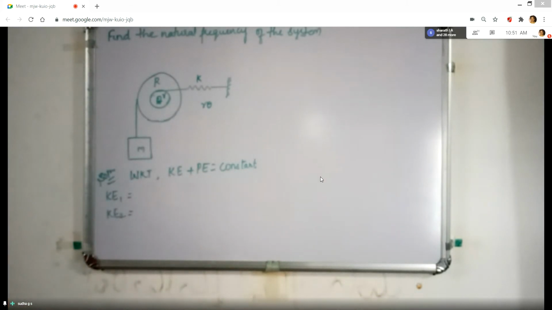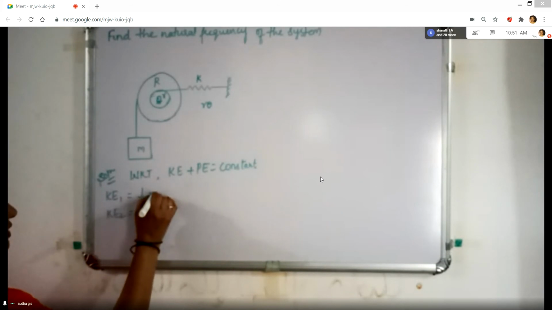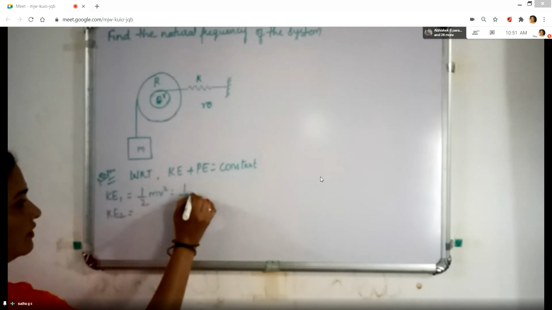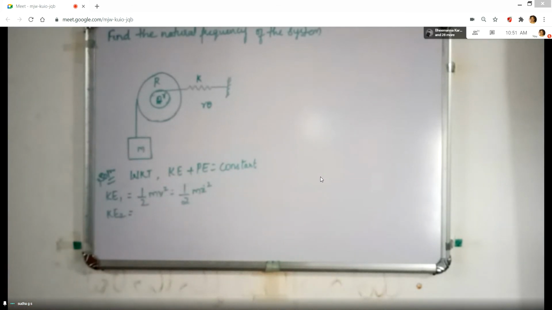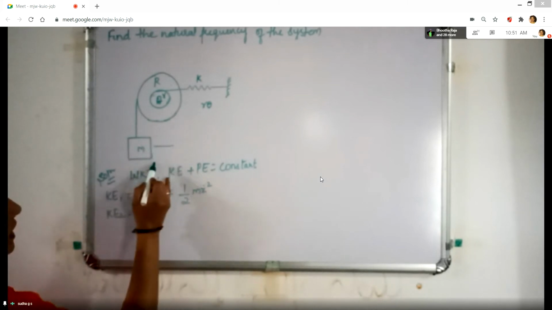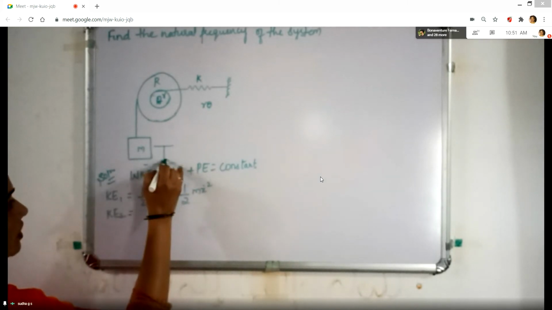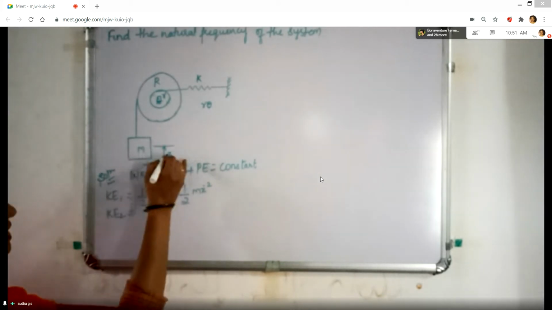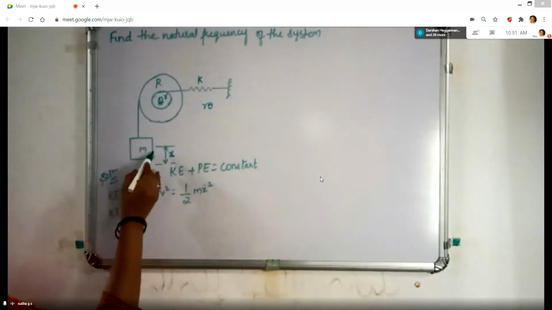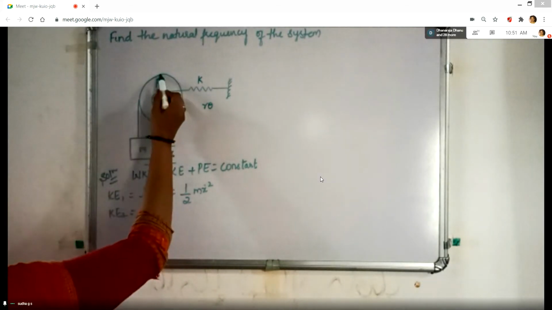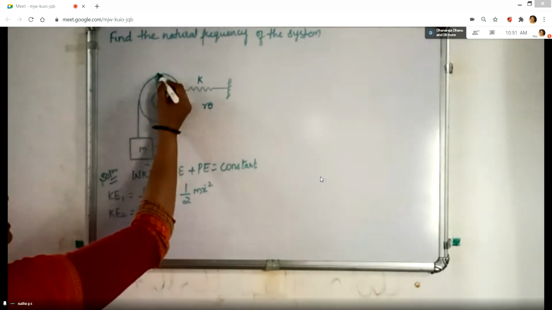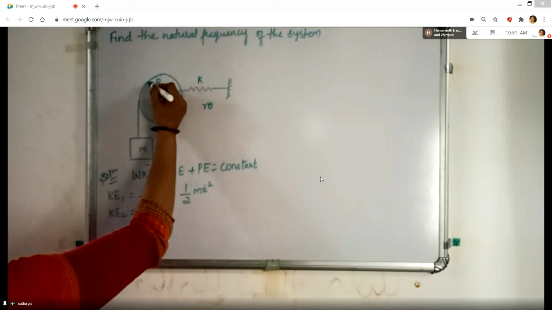Half mv square as usual, then half m x dot square velocity. Okay, now see here, assume now the mass is here and it is moving to a displacement or to this position where x is the displacement of the mass from this position to this position. Then the pulley, this one, it is given an angular displacement from here to here.